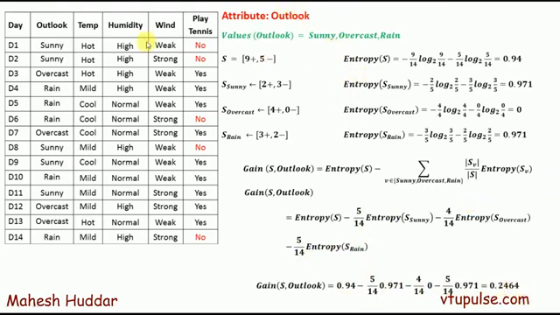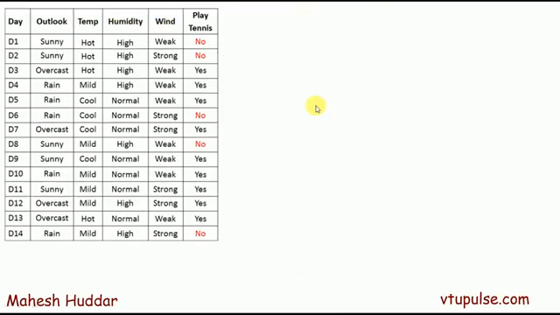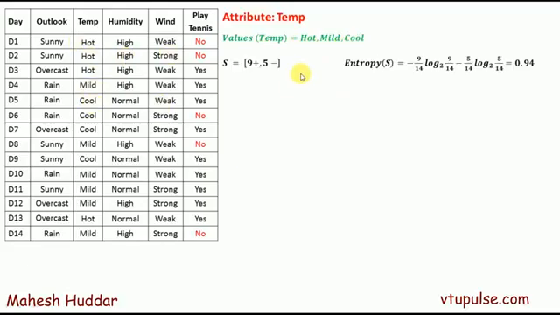Similarly, we need to calculate the information gain of the remaining 3 attributes. So the next attribute is temperature. The values of temperature are hot, mild, and cool, as listed here. First we need to calculate the entropy of the whole data set, which will be the same as was done for outlook. There are 5 negative examples and 9 positive examples, which is equivalent to 0.94. Hot is appearing 4 times.